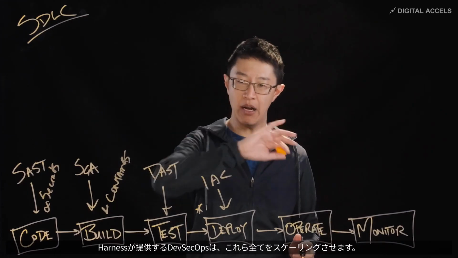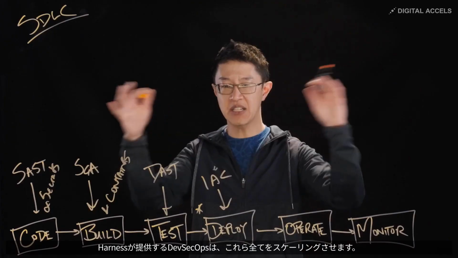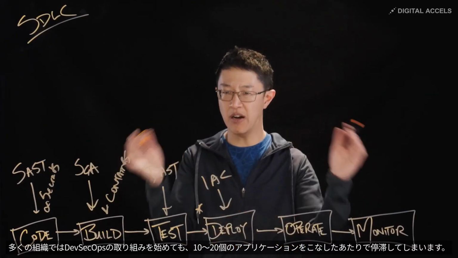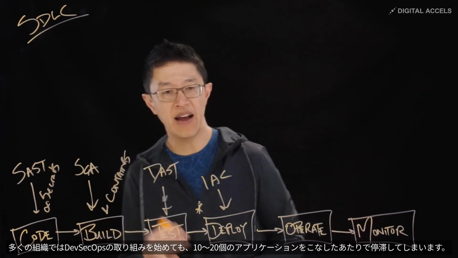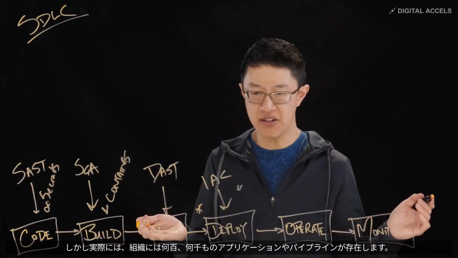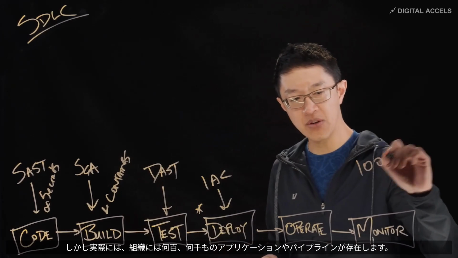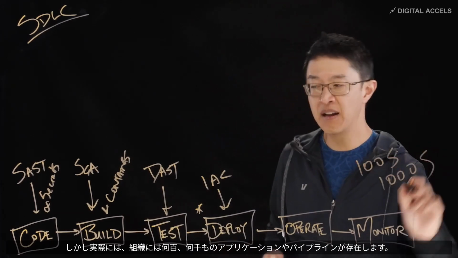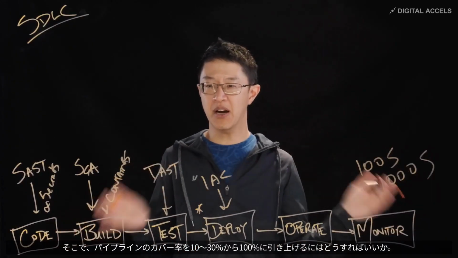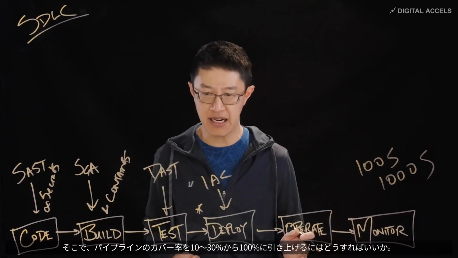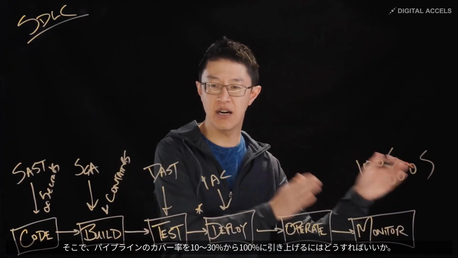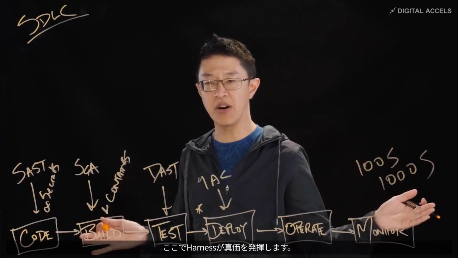Now, what Harness does with DevSecOps is it takes all of that and it helps you scale. Most organizations start off implementing a DevSecOps program, and they stall after 10 or 20 applications. What most organizations have are hundreds or thousands of applications, hundreds or thousands of pipelines, and so to progress, what we're talking about now is, how do you take your DevSecOps program from 10, 20, 30% pipeline coverage to 100% coverage? That's where Harness can help.